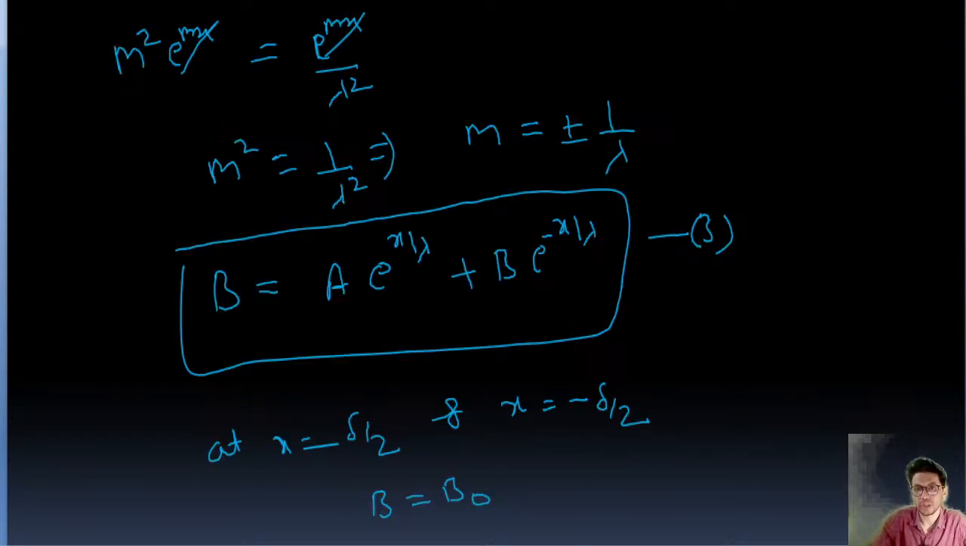So now we'll put values. Okay, so this means for x at x equal to delta by 2, B equal to B naught, right? So at x equal to delta by 2 implies value of B equal to B naught.